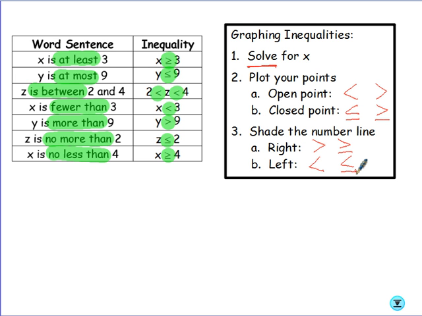If you notice, these kind of look like arrows. The first two are pointing to the right, which is why we shade to the right. The bottom two are pointing to the left. That is why we shade to the left. So that being said, let's take a look at some examples now.